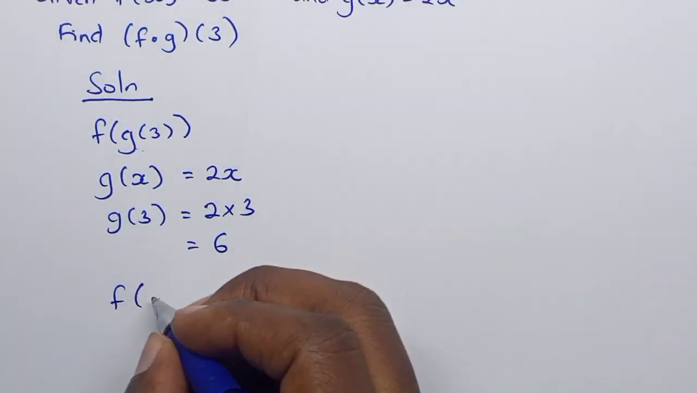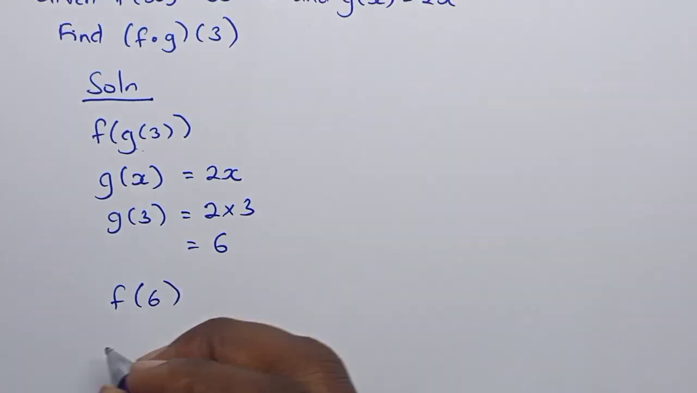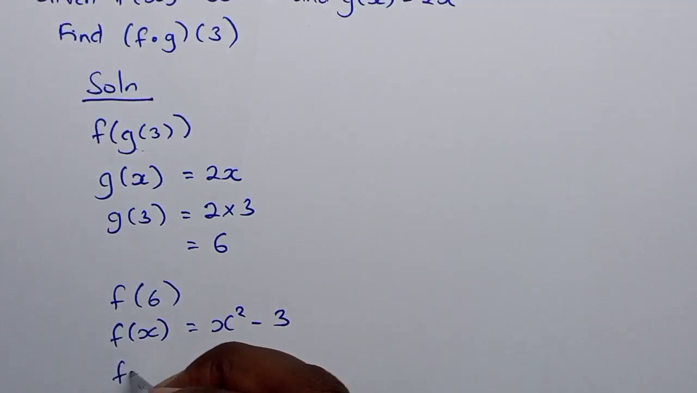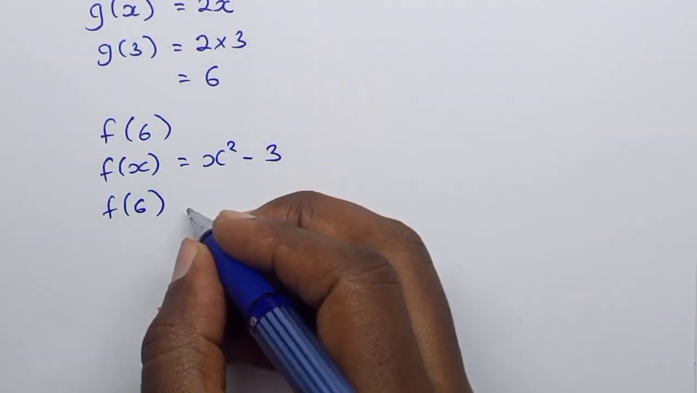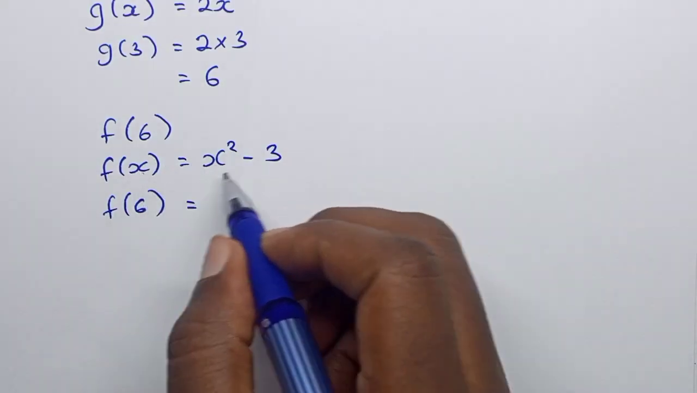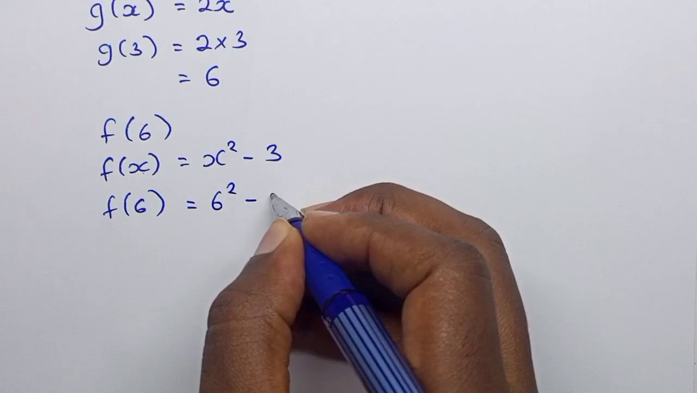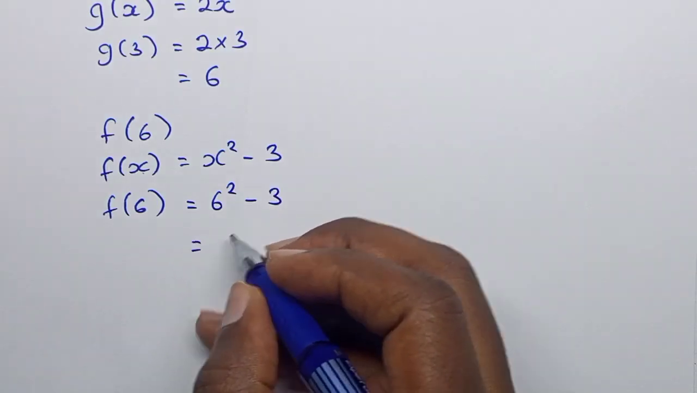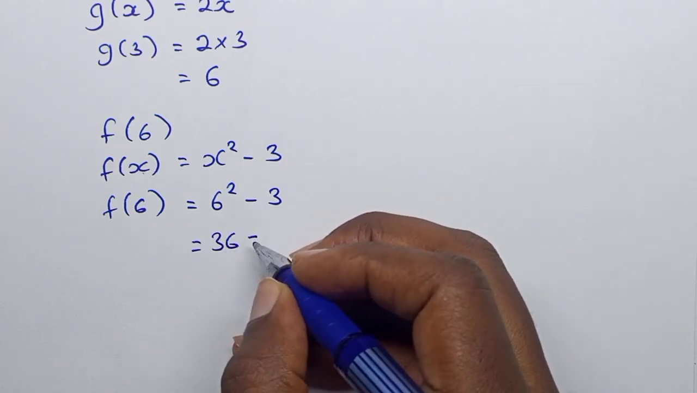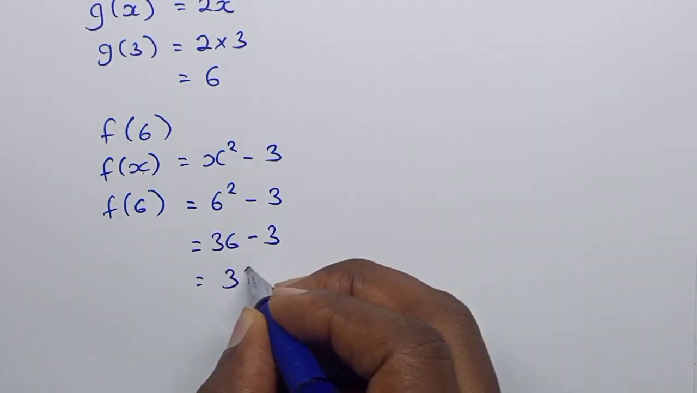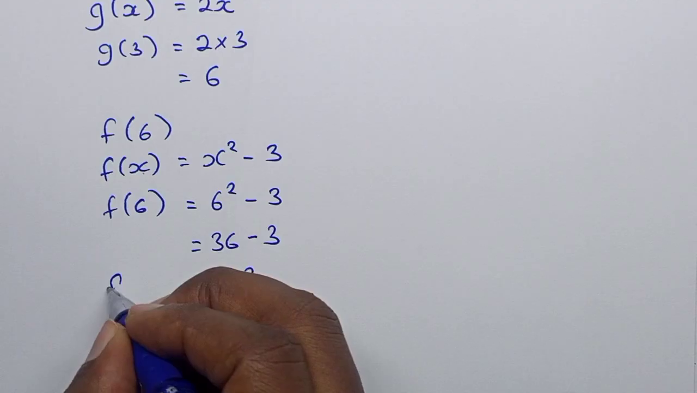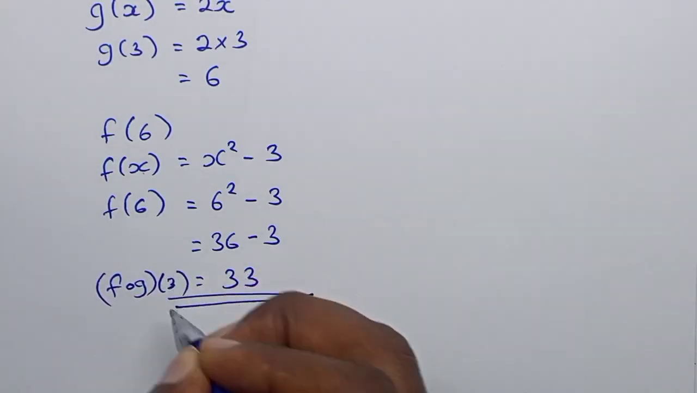So we shall have f of 6. Remember, f of x is equals to x squared minus 3. Therefore, f of 6 will be equals to, where there is x, we replace with 6. So 6 squared minus 3, which will be equals to 6 times 6 is 36 minus 3, which is equals to 33. So this is the final answer for f of g of 3.